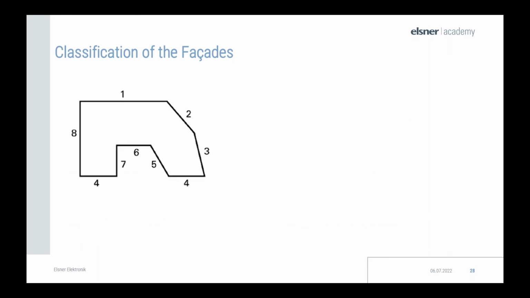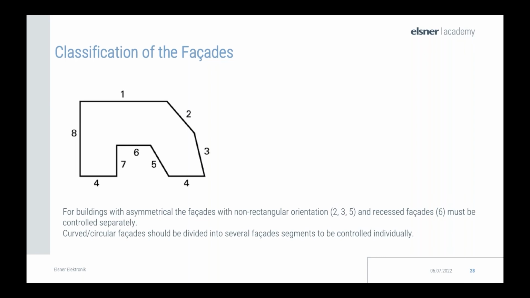Next up, it gets a little bit more tricky, I would say. So for buildings with an asymmetrical floor plan, the division of the facades is somewhat different. The facades with non-rectangular orientation, so number 2, 3, and 5, and the setback facade 6 must be controlled separately. The division can be seen in the floor plan shown. Curved round fronts should be divided into several facade segments to be controlled separately.